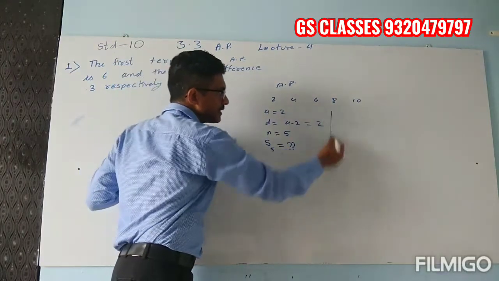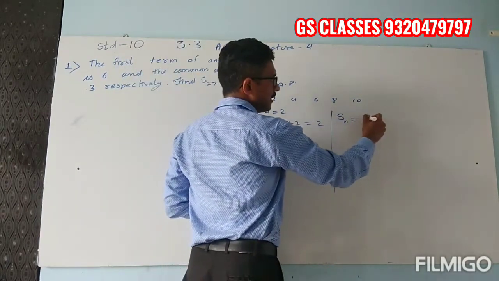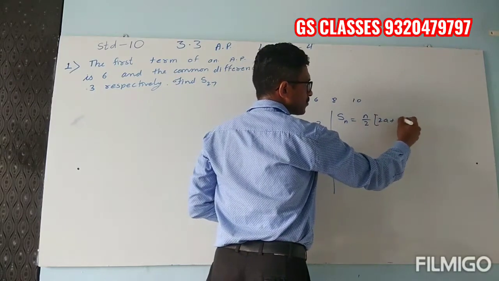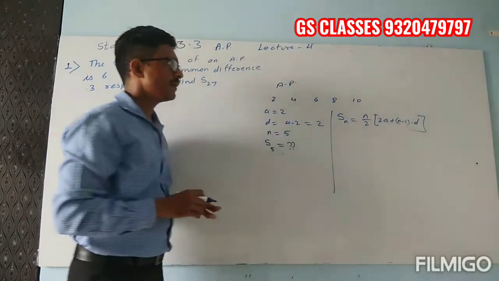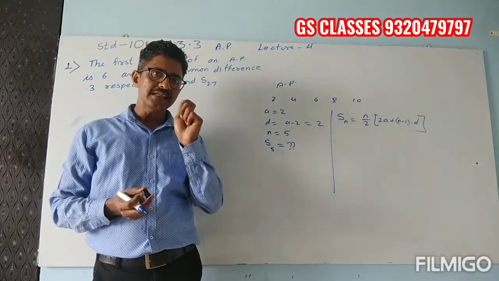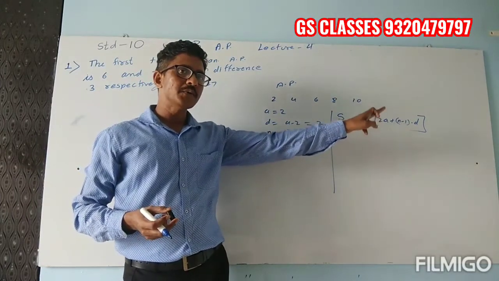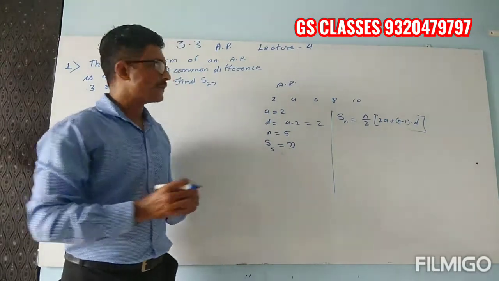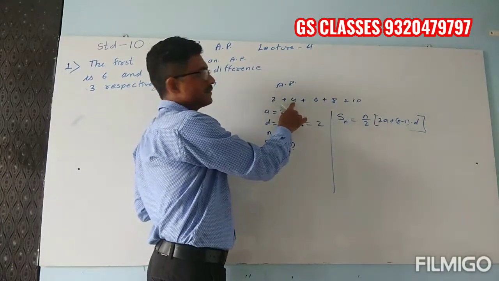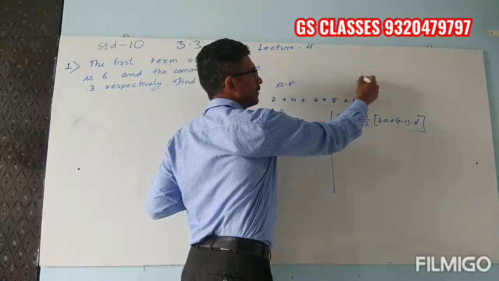Children, for this we have got a very standard formula. Sn is n by 2 into 2a plus n minus 1 into d. This is the formula we are going to use. Now let us see. If I add, what am I getting? 2 and 4, 6, 6 and 6, 12, 12 and 8, 20, 20 and 10, 30.